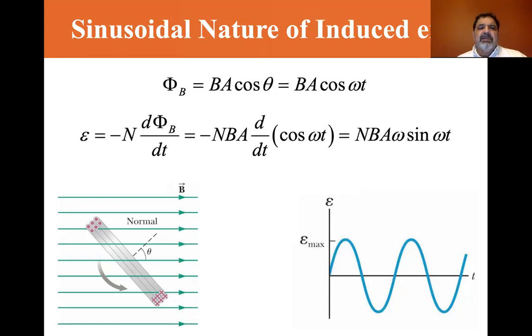And so E is equal to minus N, the number of turns, d phi dt, the changing magnetic flux. So that's equal to minus N BA. Remember, the magnetic field's not changing. The area is not changing. So all you have is d/dt of cosine omega t. So the induced EMF is equal to NBA omega sine omega t.